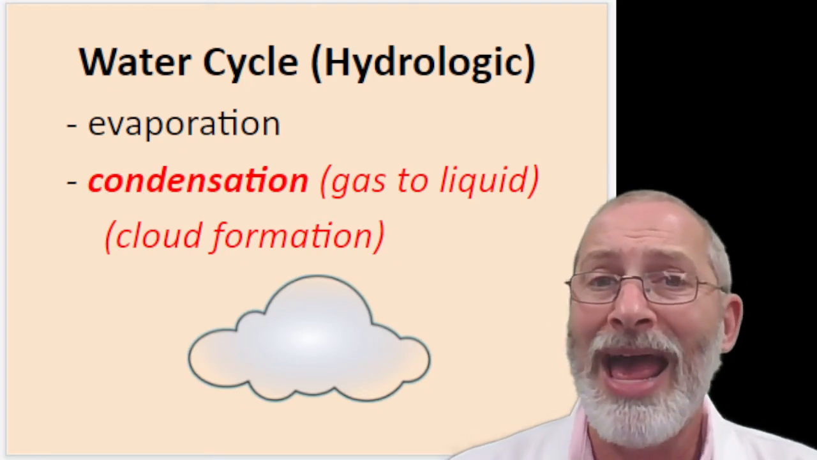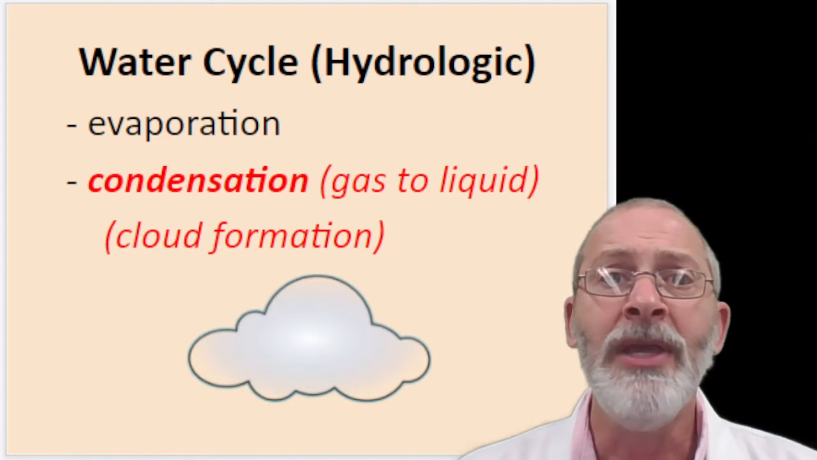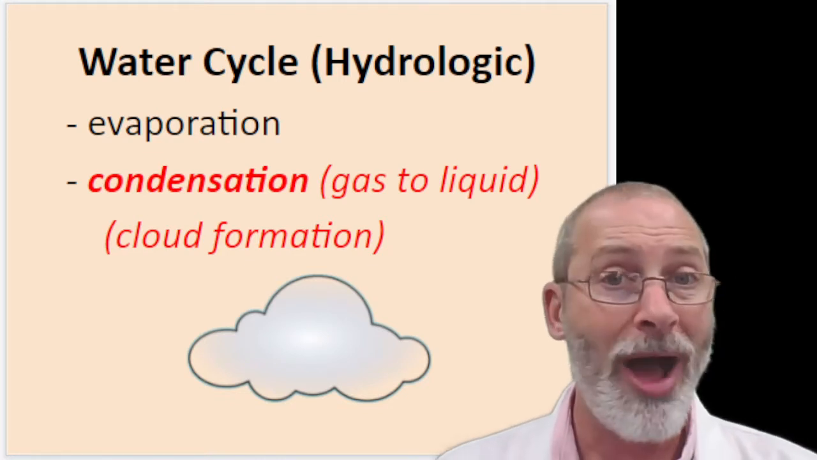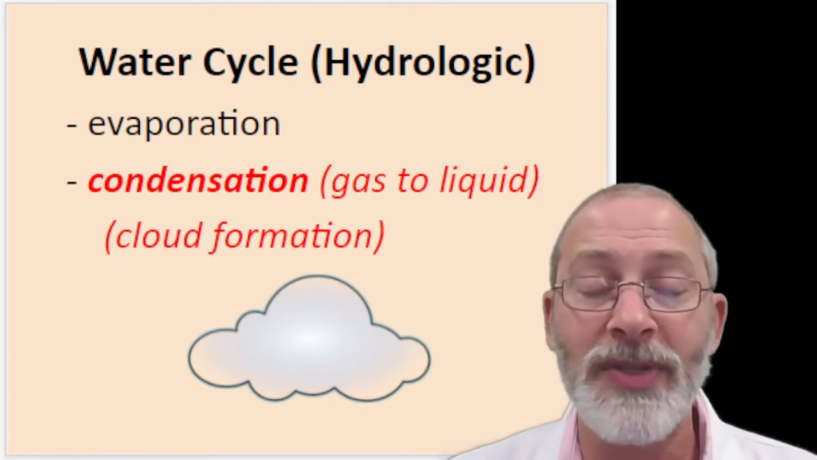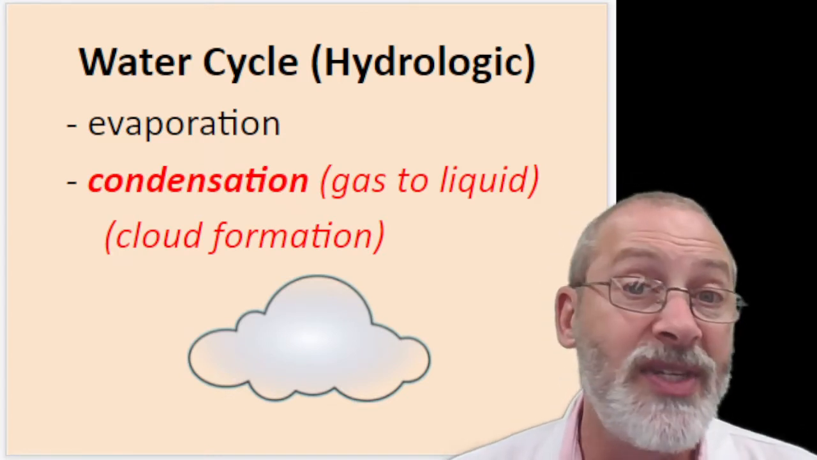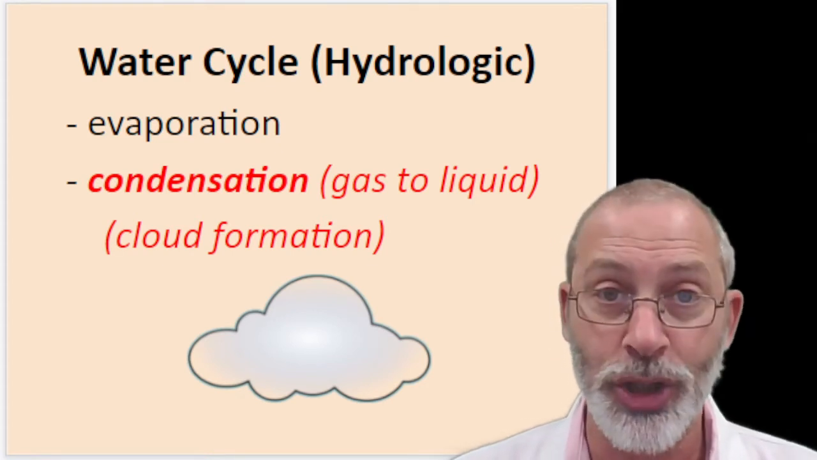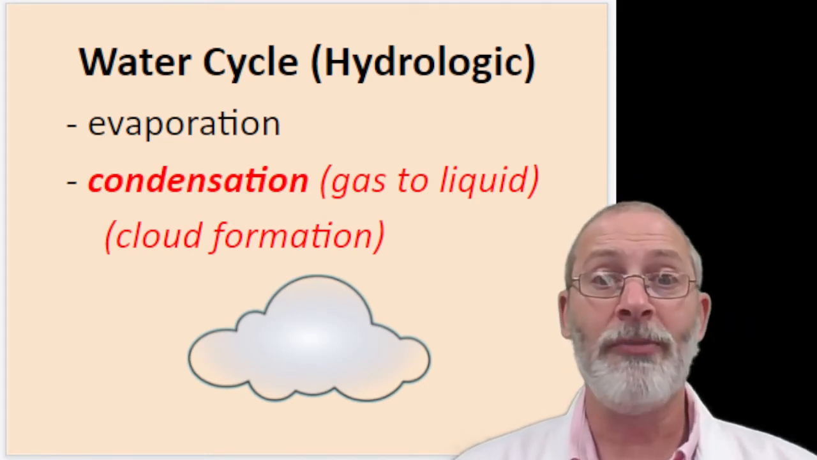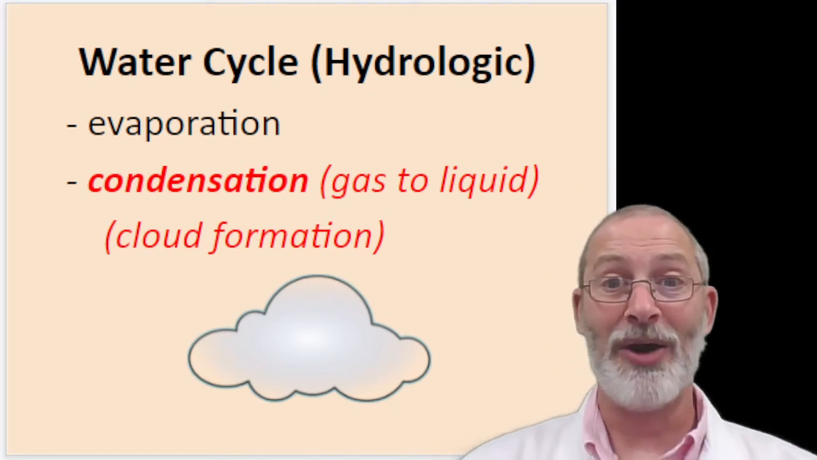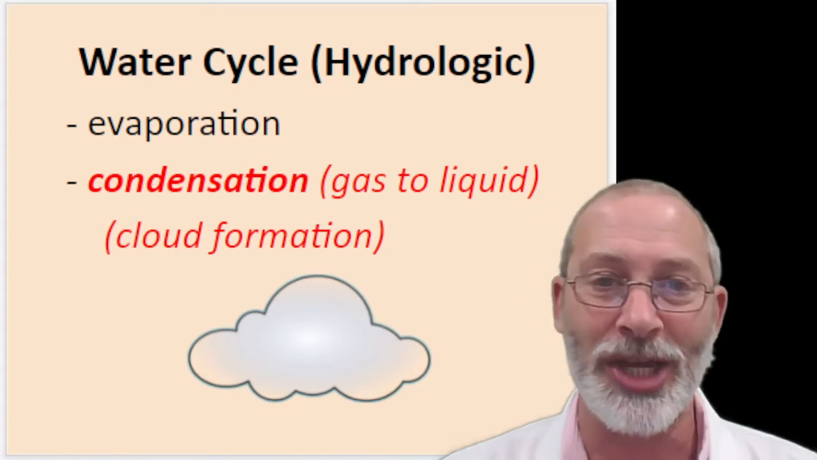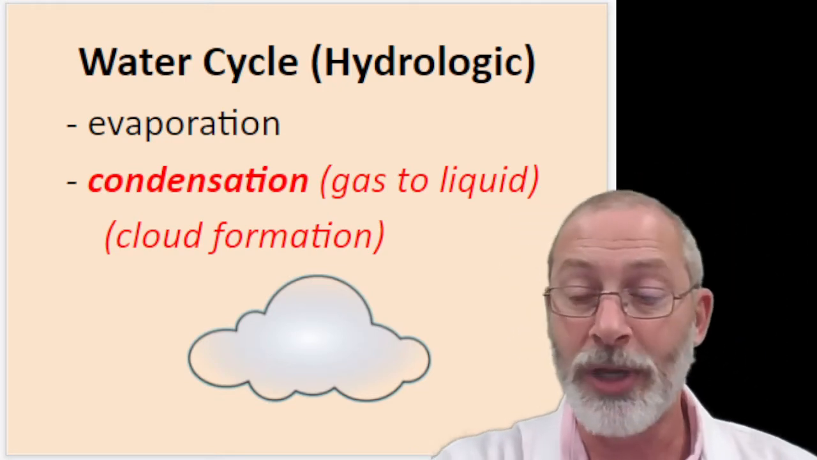And when that happens around small particles of dust in the air, it forms droplets of water that, when billions of them are together in one place, we see from the surface of the earth as cloud formation. So clouds form through condensation. Hey, they both start with the letter C. Cloud formation, condensation, condensation, cloud formation. Maybe that's how we can remember that.